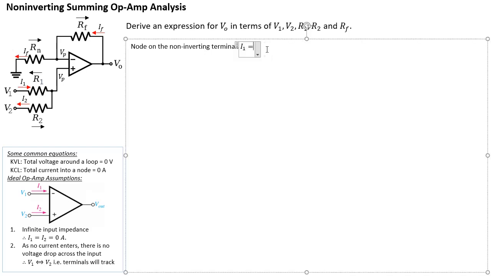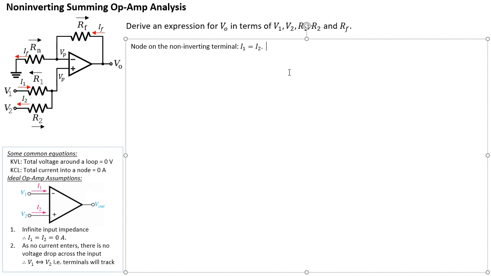I1 is going to be equal to I2. That's just KCL. So I1 equals I2. What else can we say? Well, we can actually write a full equation here. So let's talk about I1 and I2. Let's talk about I1 first of all.